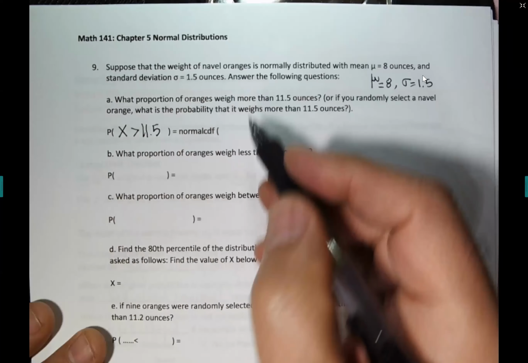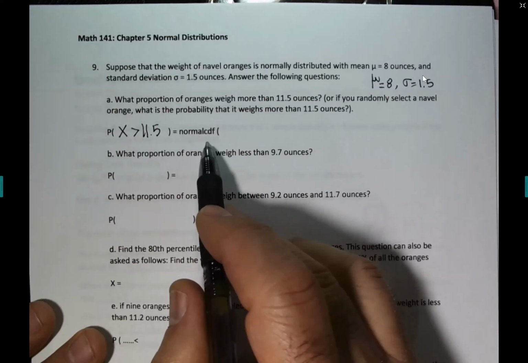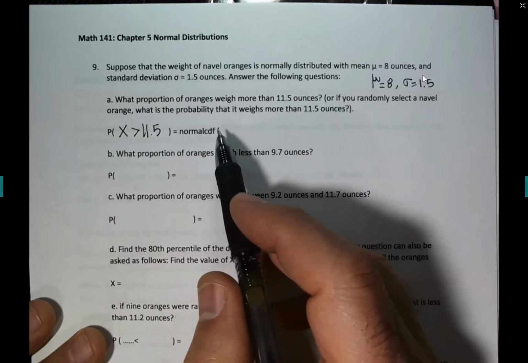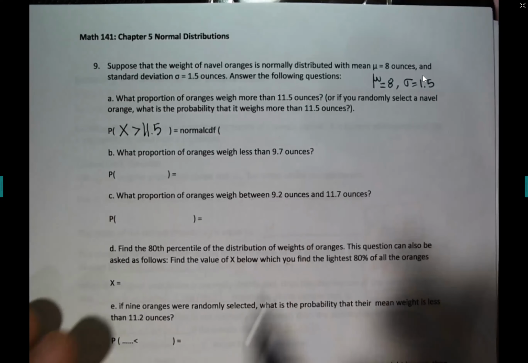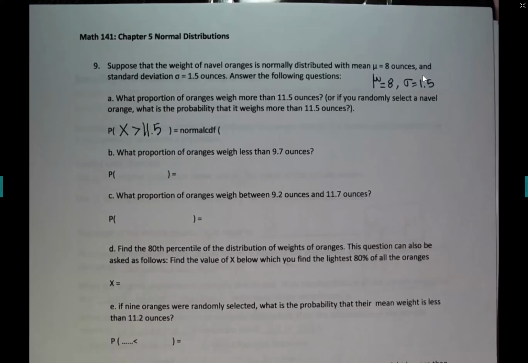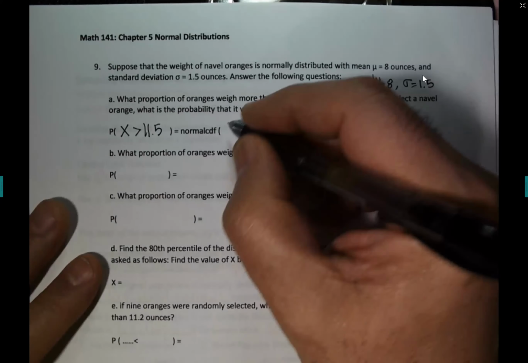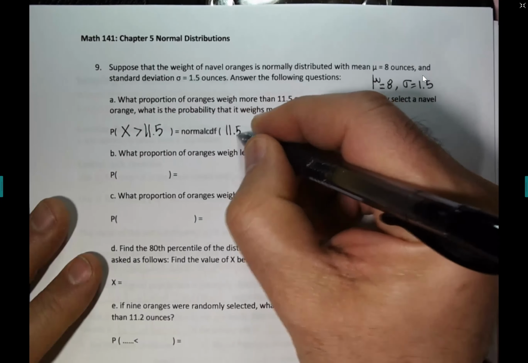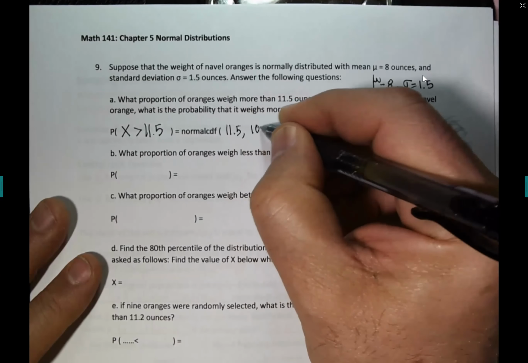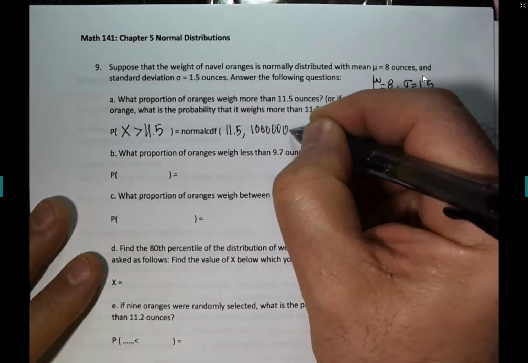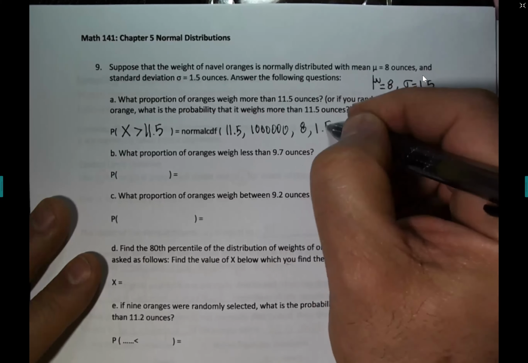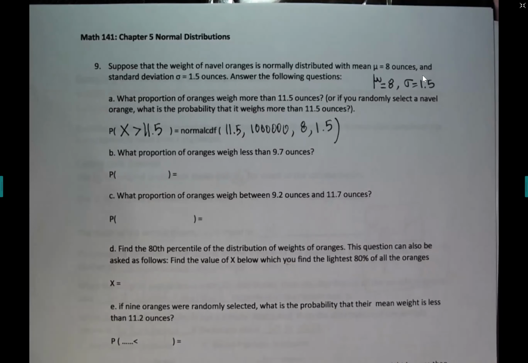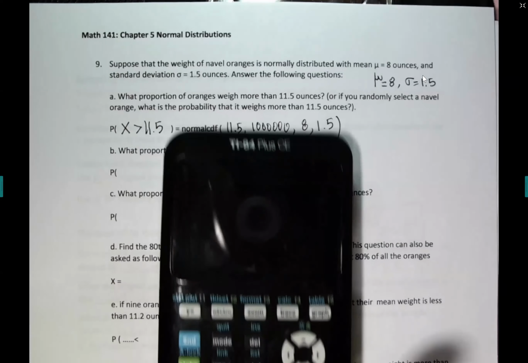Okay, can a student complete the rest here? So what would that be? Normal CDF of what? We need lower, upper, mean, standard deviation. What's the lower here? 11.5. Correct. What's the upper? 1,000,000. And then the mean is 8. Standard deviation is 1.5. As simple as that, guys. That's how we've done it, and that's how we're gonna do it. And let's do the answer.